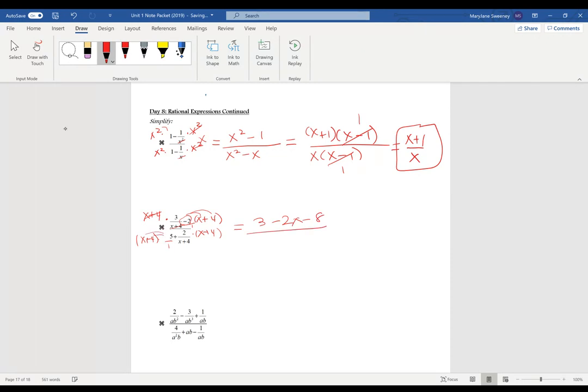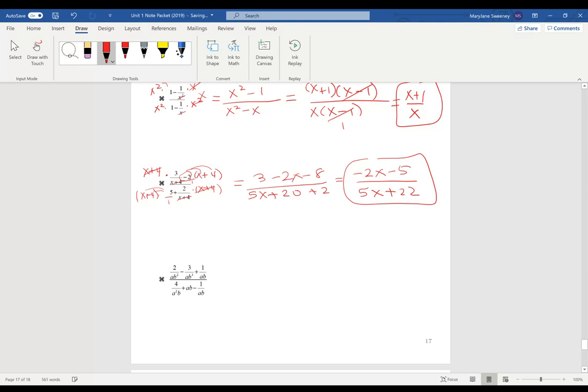Here I distribute the 5, get 5x plus 20. On the bottom, it's just plus 2 because the x plus 4's cancel. So we get negative 2x minus 5 over 5x plus 22. I notice numerator is not going to factor, neither is denominator, so I'm done.